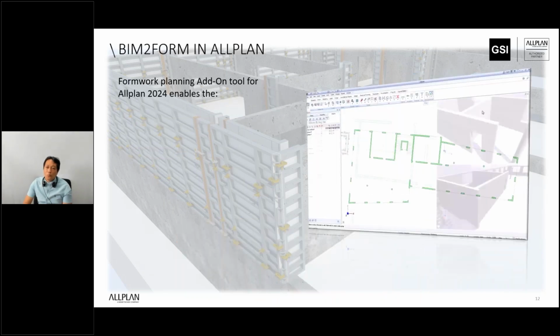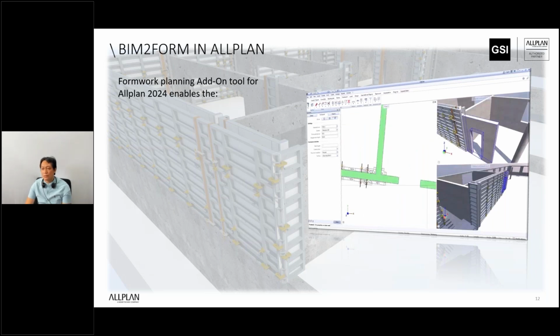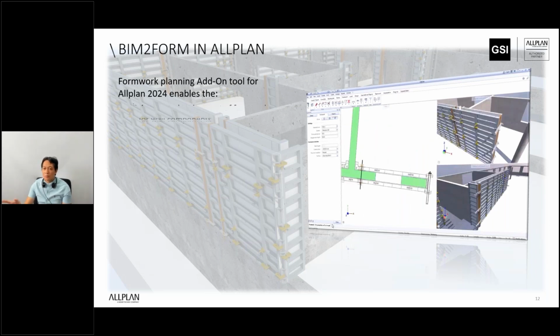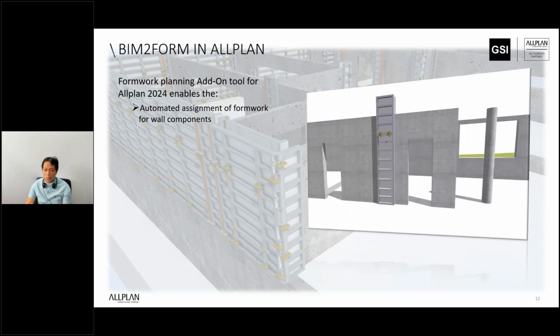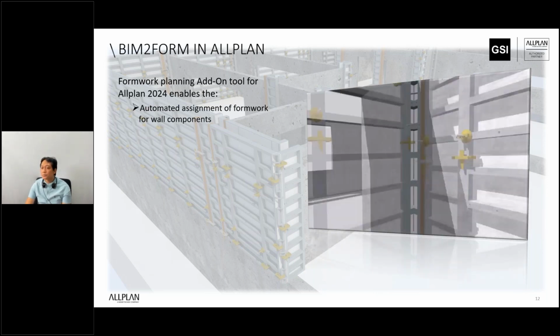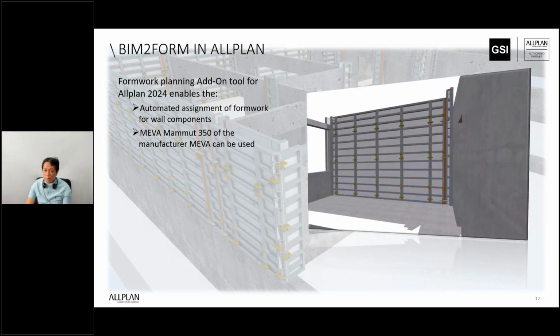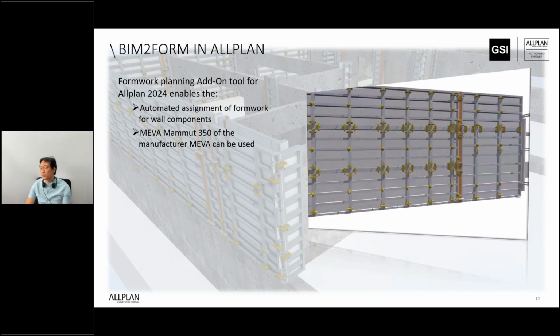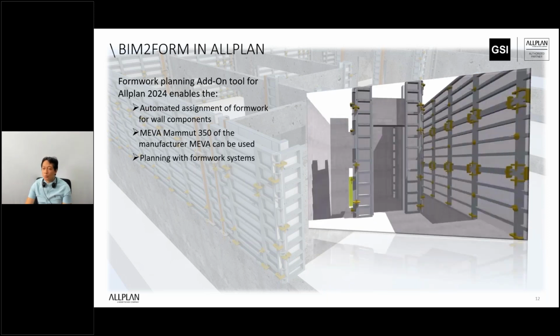So from the formwork add-on tool, we have this functionality. As you can see from a short video of the presentation, it's really easy to use. This enables the automated assignment of formwork for wall components. So basically for now, it will be for walls. Then we can use the available Meva Mammoth 350 manufactured by Meva, and then plan with the formwork system.